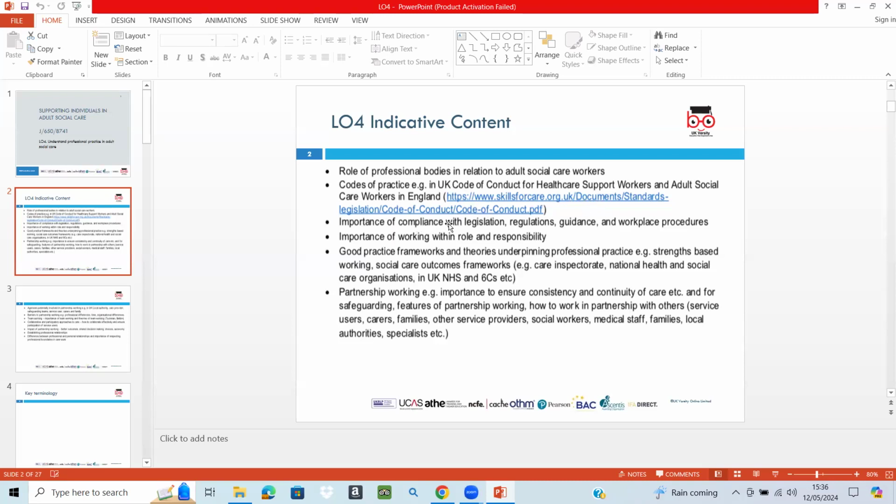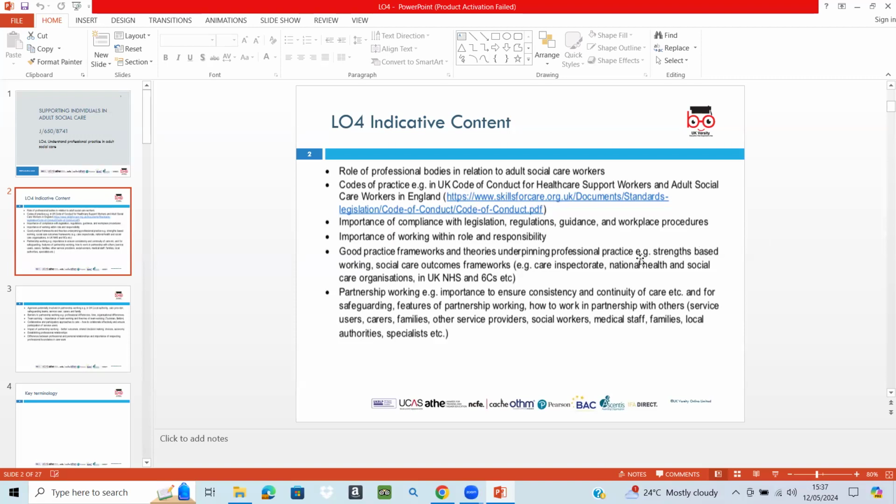Then we have to discuss the importance of compliance with legislation, regulation, guidance, and workplace procedures. We have discussed that we have to follow compliance procedures, regulations and guidelines at the workplace. For example, the Data Protection Act and GDPR, and CQC is the monitoring body which monitors us. Then the importance of working within role and responsibility. Every individual as a caregiver or healthcare assistant providing assistance to service users has a described role and responsibilities which we have to fulfill.